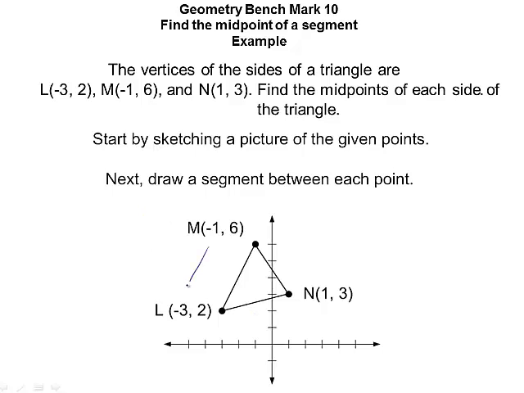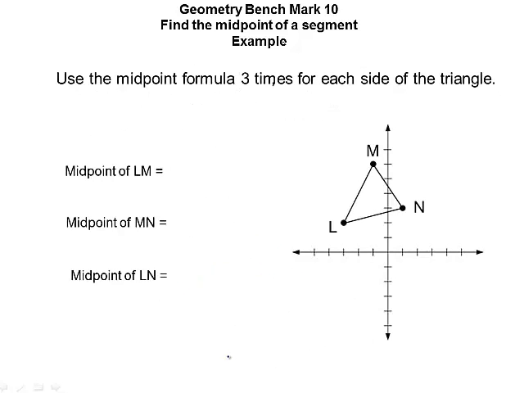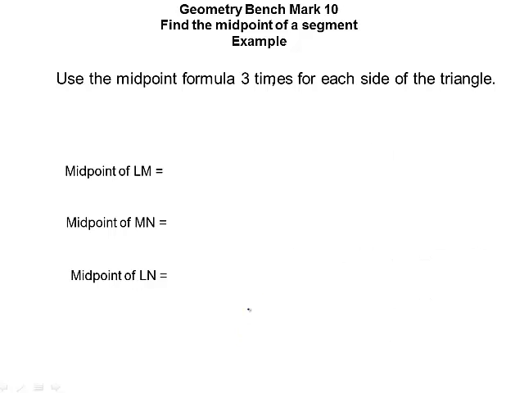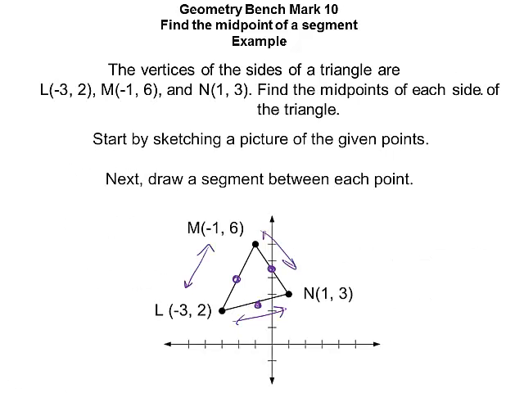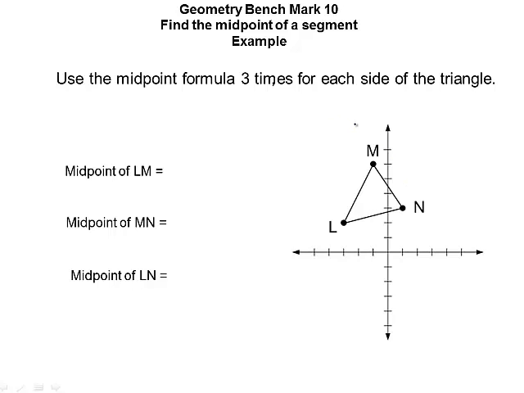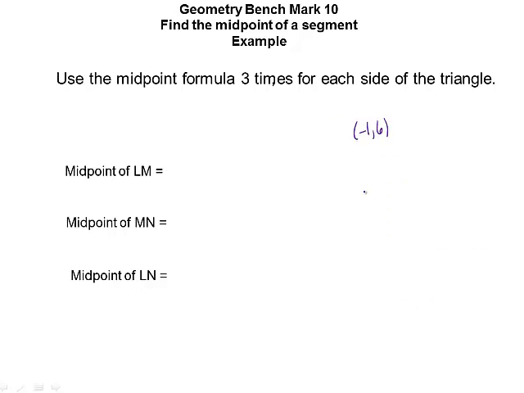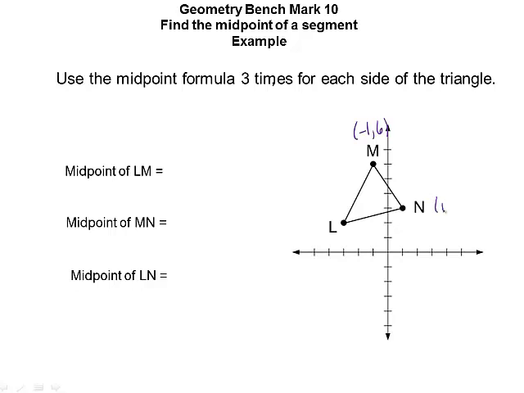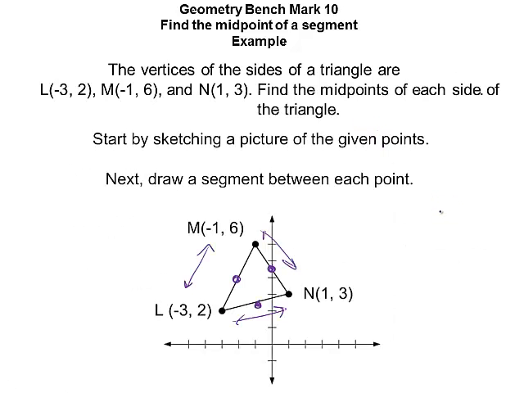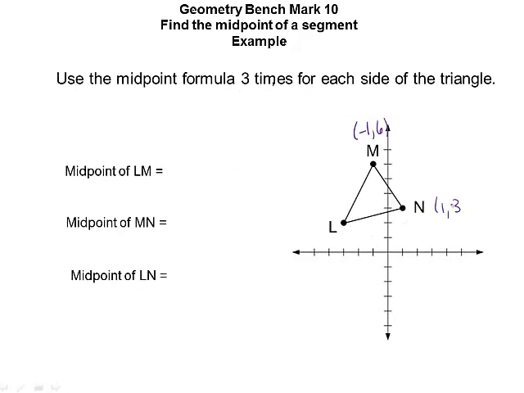That's our triangle. And the reason it's a good idea to draw the triangle is because then you know which ends go together. So these two ends together will give me this midpoint. These two together will give me this midpoint, and etc. So I'll find those 3 midpoints. So we're going to do it this way. M was negative 1, 6. N is 1, 3. And L is negative 3, 2.